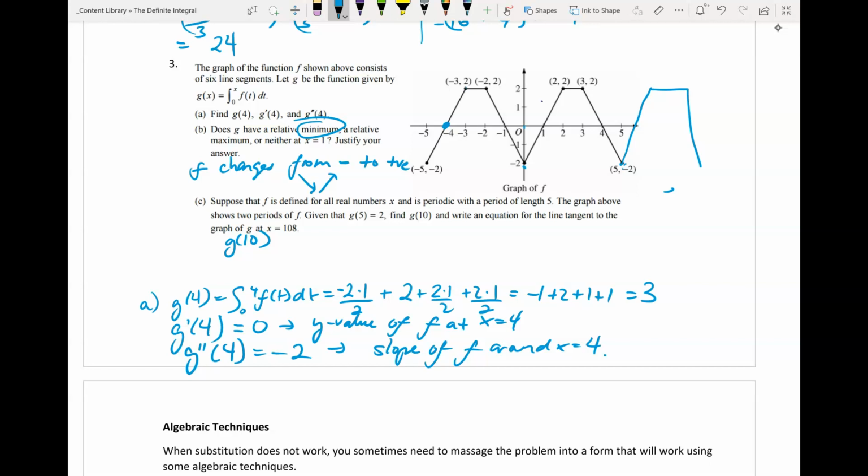So let's find the area from 0 to 5, because this is what we're actually going to do. And we know that these will have the same value. So from 0 to 5, this area here is negative 1. Here it's 4. And then down here, this is negative 1. So overall, that's 4 minus 1 minus 1 is equal to 2. So that's from 0 to 5. And then we know from 5 to 10 is also going to be 2 because it repeats itself. So g of 10 is 4.